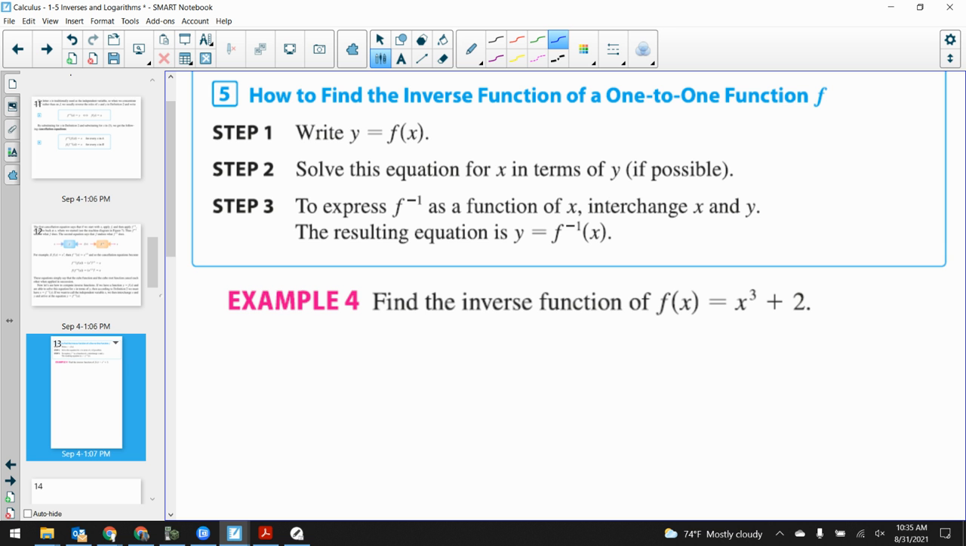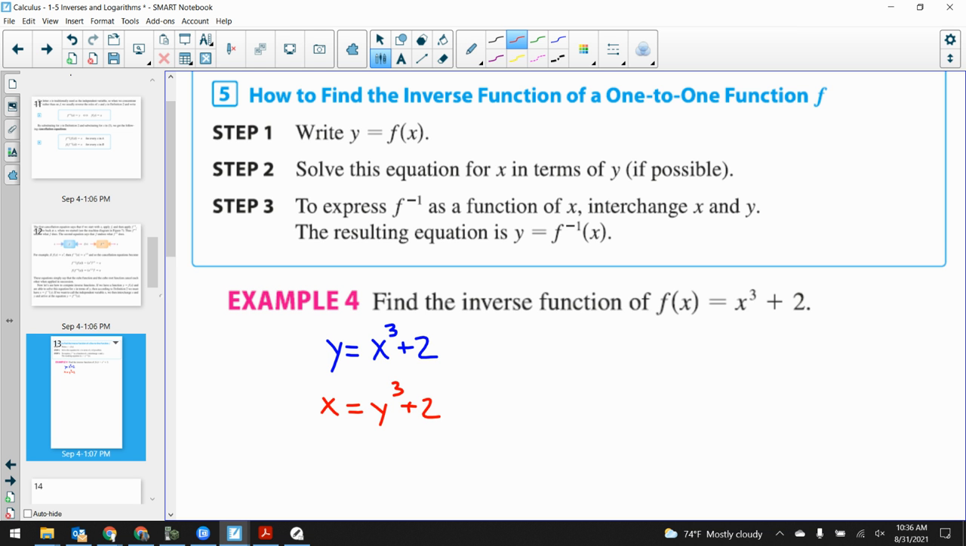Okay, my function is f of x is equal to x to the third plus 2. That means y is equal to x to the third plus 2. Right? That's our old. Let's find our new. Okay, I'm going to switch colors for emphasis. And I'm going to say, okay, x is equal to y to the third plus 2. That right there is my inverse equation.